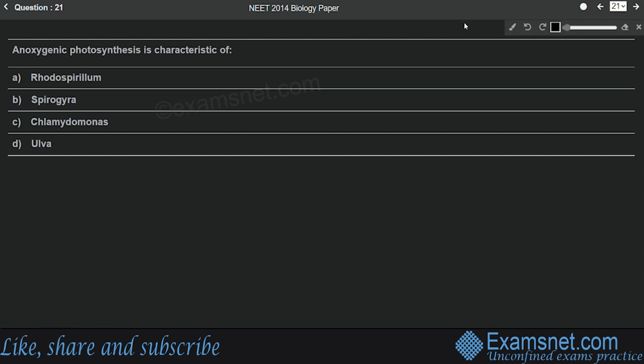Question number 21 is from the chapter Photosynthesis, and the question is, anoxygenic photosynthesis is characteristic of. Options are Rhodospirillum, Spirogyra, Chlamydomonas, and Alba. So what is anoxygenic photosynthesis? Let's write it down here. Anoxygenic photosynthesis.